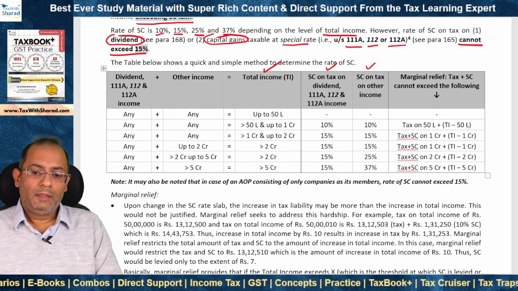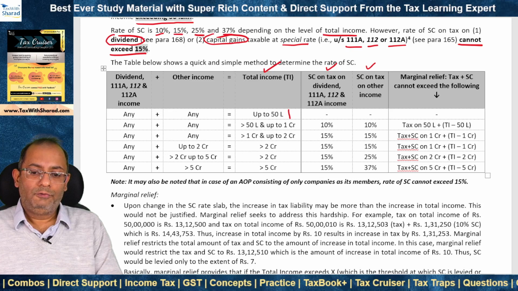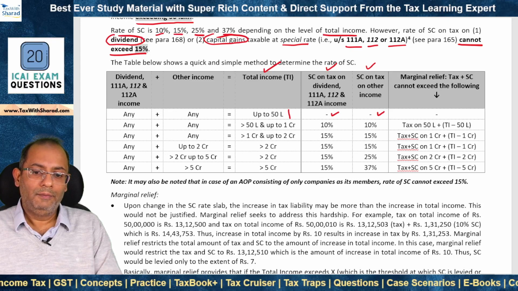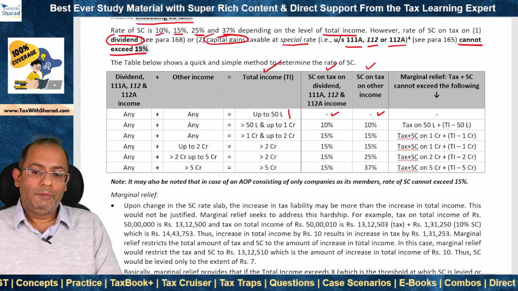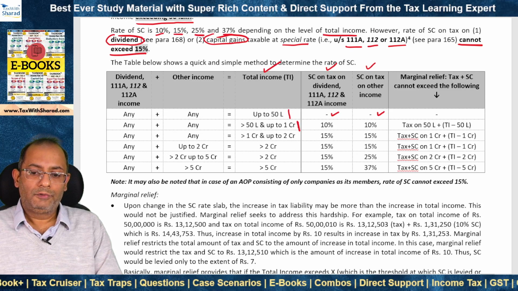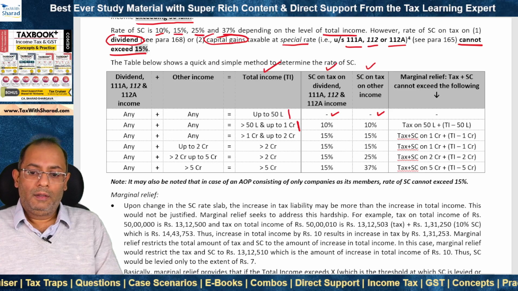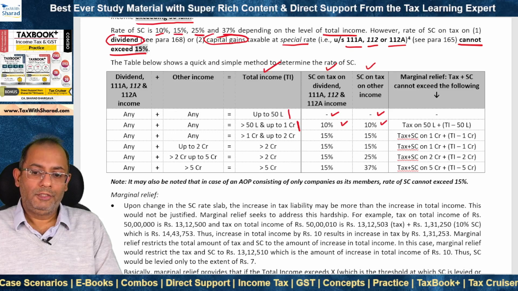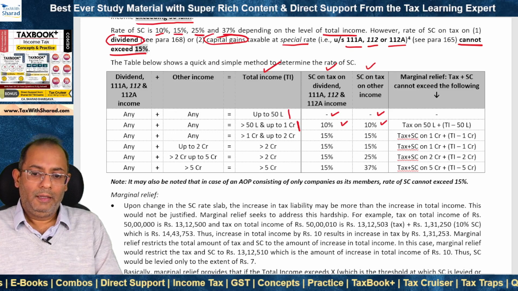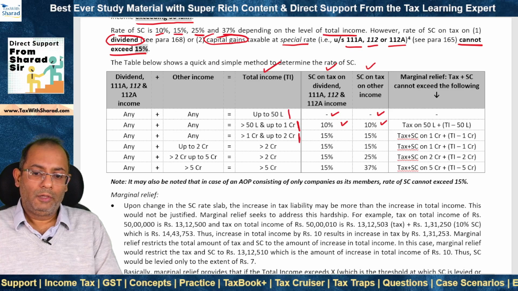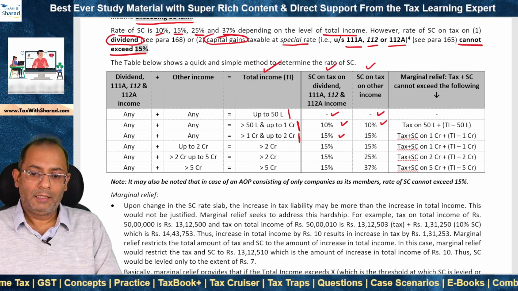Now if we see, if the total income is up to 50 lakh, then there is no surcharge. Surcharge is nil. If the total income is greater than 50 lakh and up to rupees 1 crore, then the rate of surcharge is 10%, whatever be the nature of income. If the total income is greater than 1 crore and up to 2 crore, then the rate of surcharge is 15%.